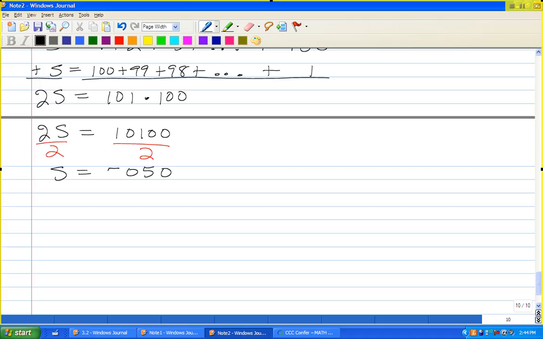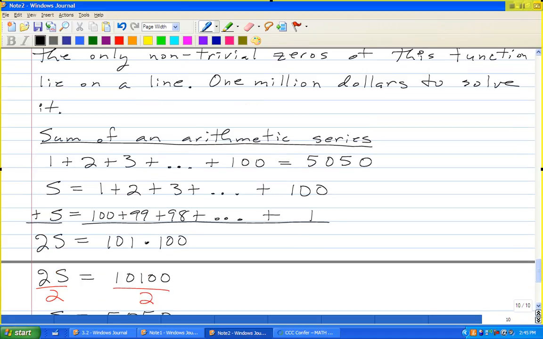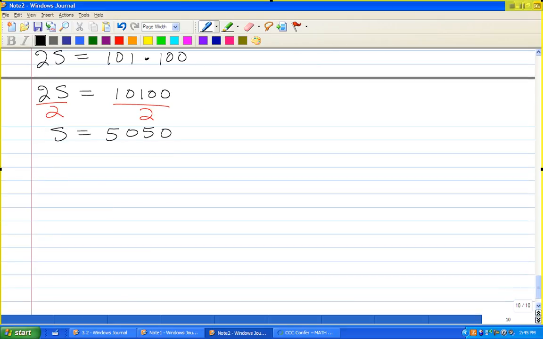And this is one story about him, and he then proceeded to do many things and became very famous for some very difficult problems in mathematics and in statistics. Okay, so let me give you the formula for the sum of the first n terms of an arithmetic series.